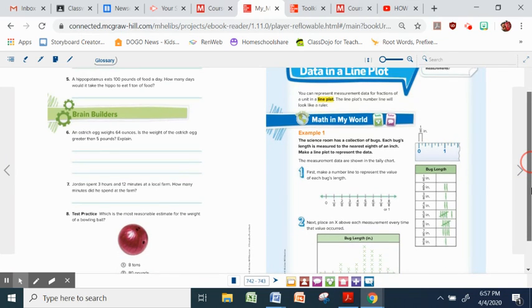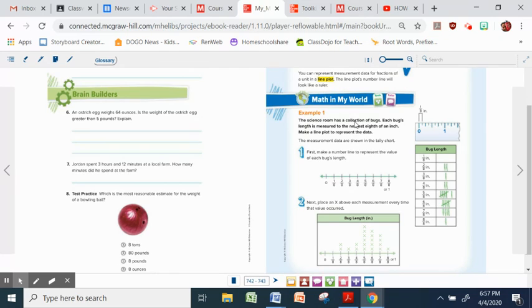If we read example 1, it says the science room has a collection of bugs. Each bug's length is measured to the nearest eighth of an inch. Make a line plot to represent the data. The data is just another way of saying the information that you collected. It's asking you to represent each bug to the nearest eighth, so over 8 will be your denominator. Your one whole will be 8 eighths. It's done already for you.